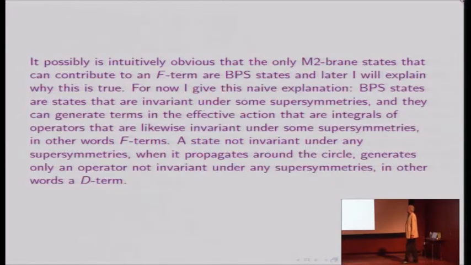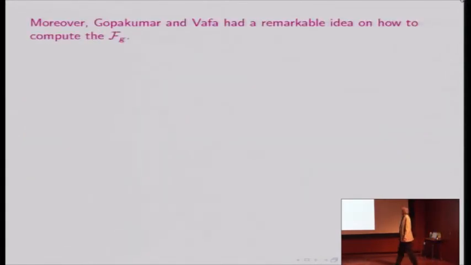A non-BPS state that isn't invariant under any supersymmetries, when it propagates around the circle, generates only an operator not invariant under any supersymmetries, in other words, a D term. So in other words, the state is going to generate an operator with the same properties. So it may or may not be that this is intuitively obvious now, but I'll try to make it intuitively more obvious. Well, I'll give a technical explanation later, and hopefully it'll come to seem intuitively obvious.